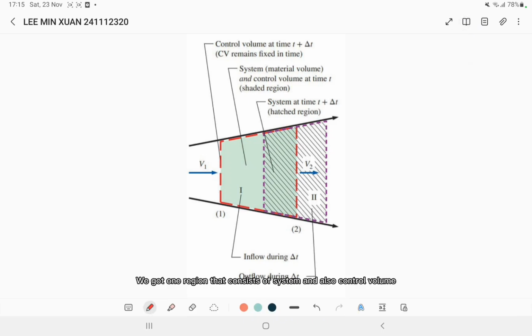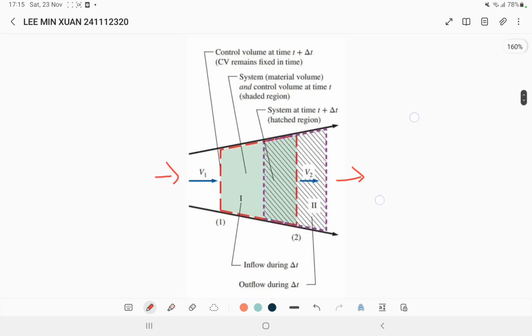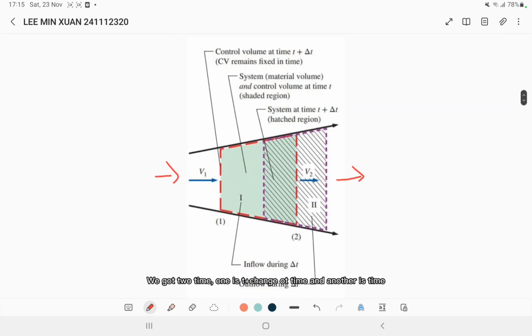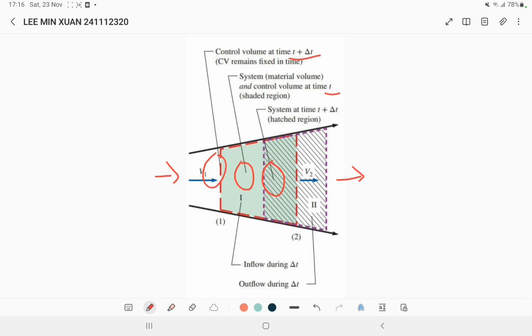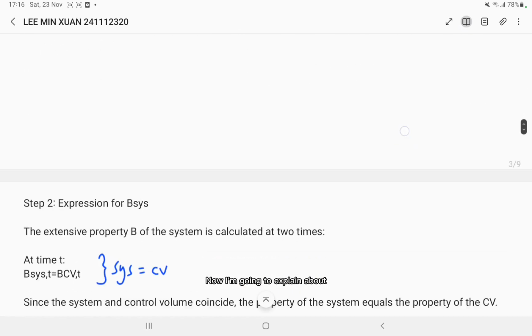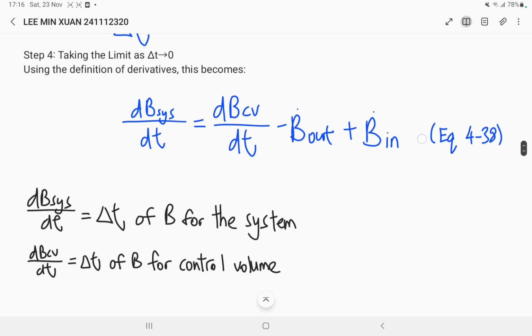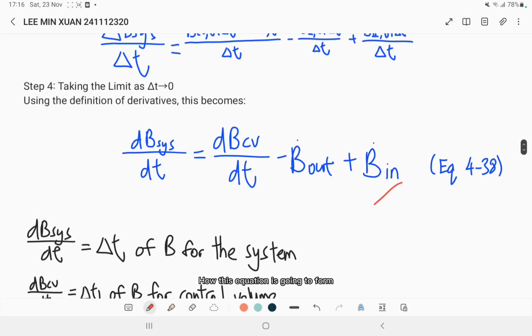We have one region that consists of the system and also the control volume. We have one inlet and one outlet. After that, we have two times: one is t plus change of time, another is time t. Then we have three different regions. One is the control volume, one is the system coinciding with the control volume, and the last one is the system. Now, I'm going to explain how this equation is formed.